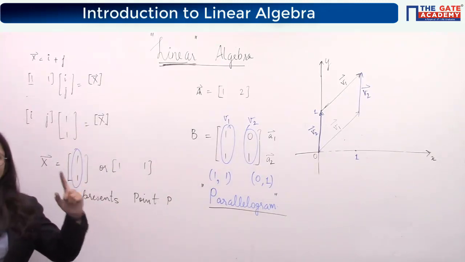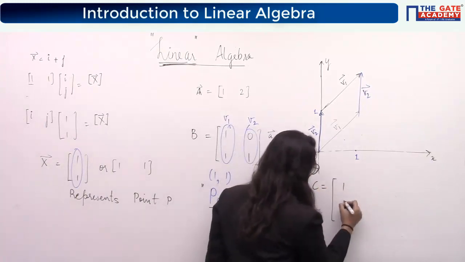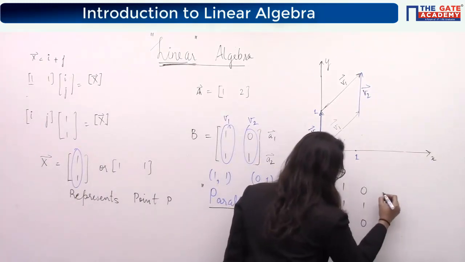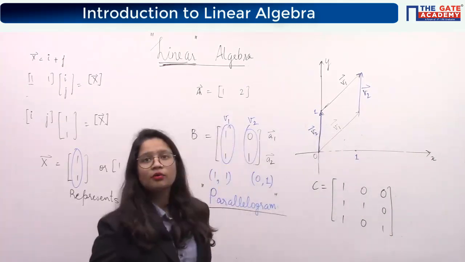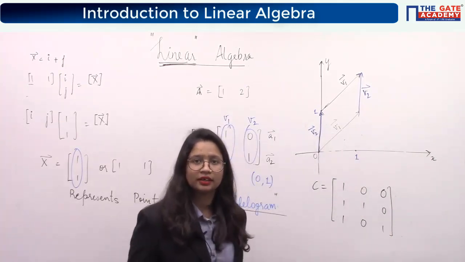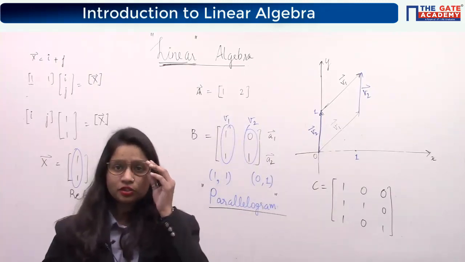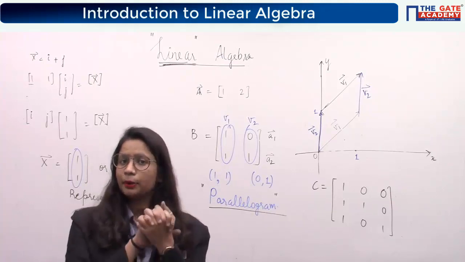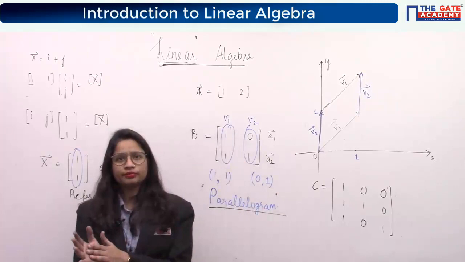So now the question that I throw to you: if I have a C matrix, which is a 3 cross 3 matrix, what will it represent physically? Like for the B matrix, which is a 2 cross 2 matrix, we have said that it will represent a parallelogram physically. What can you think this will represent?